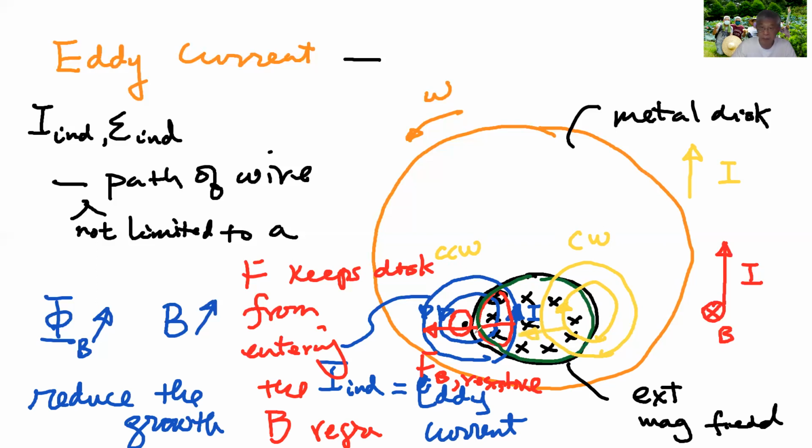So when it tried to come in, it doesn't want to, so this eddy current will induce a force that says don't come in. When you are leaving, it says, well, don't leave. So basically this one here says keep the disc from entering, and will also keep the disc from leaving the B region, the external B region.